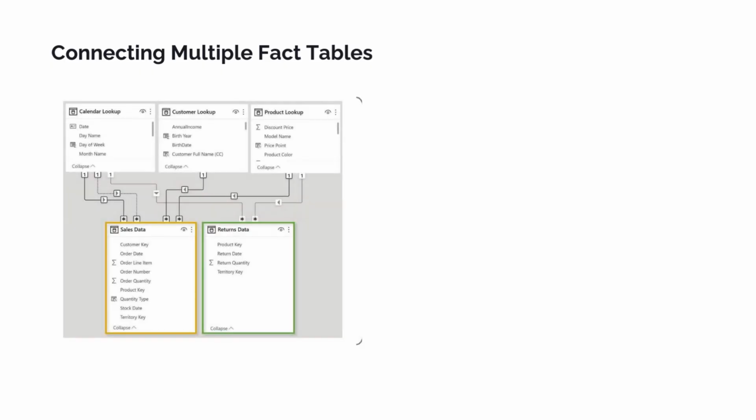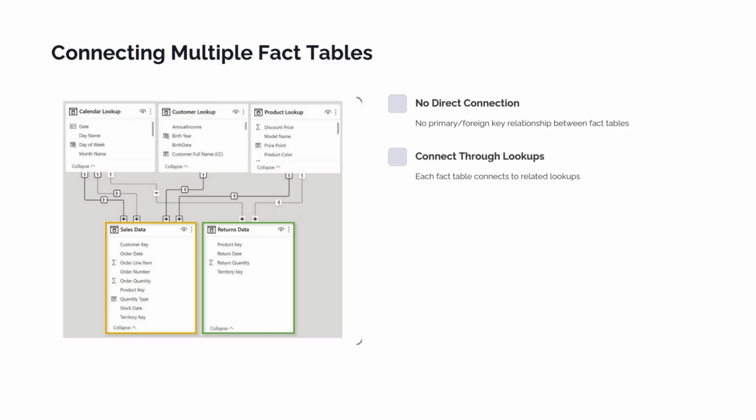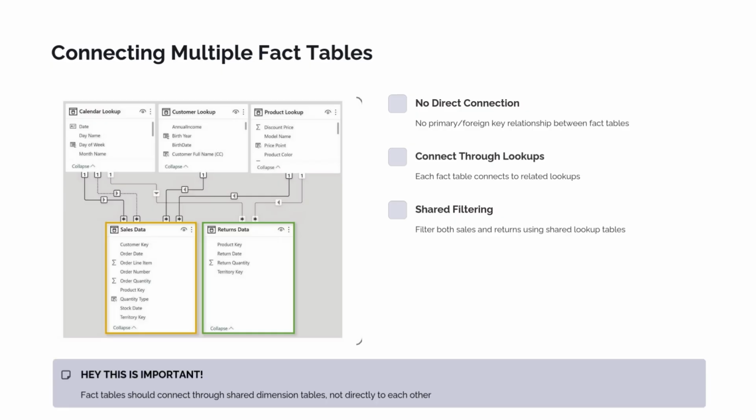Connecting multiple fact tables. When working with multiple fact tables, never link them directly. No primary, foreign key relationship between fact tables. Connect through lookups. They should connect to related lookups, not to each other. This ensures both fact tables can be filtered consistently using the same dimensions. This is important. Fact tables should connect through shared dimension tables, not directly to each other.